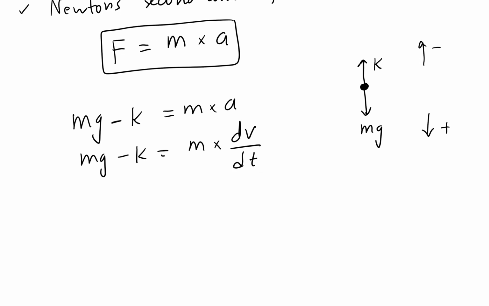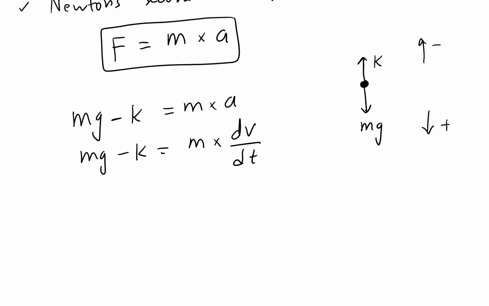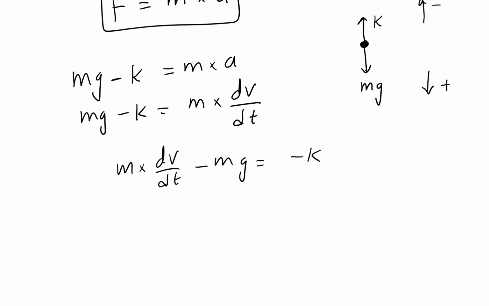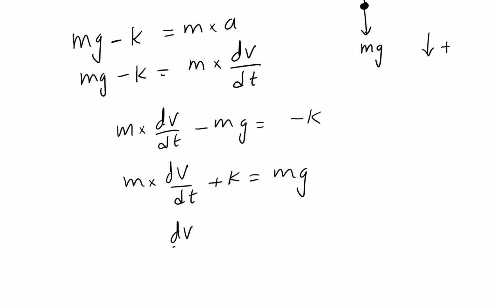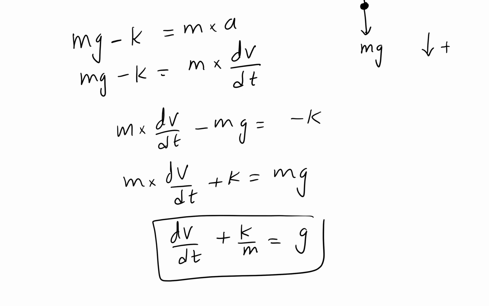And what we can do, we can keep m times dv dt the same, subtract mg and keep negative k the same. Or you can swap it. There's so many ways to rewrite this. You can put the k here and mg on the other side. And most likely we can divide by m to get a differential equation like so for dv dt.